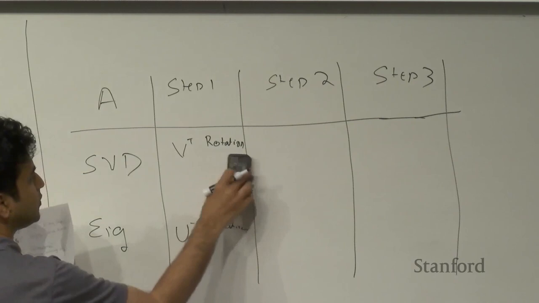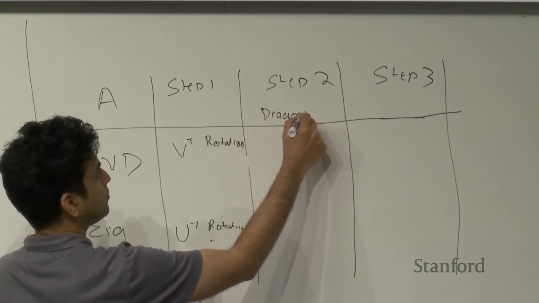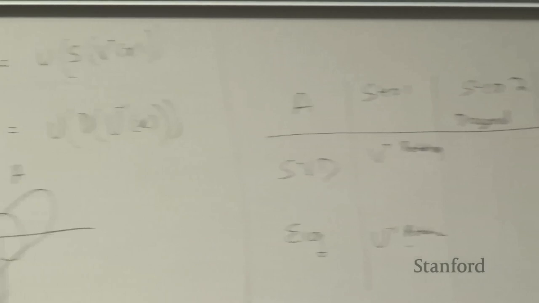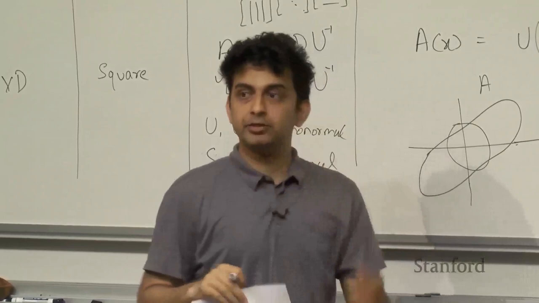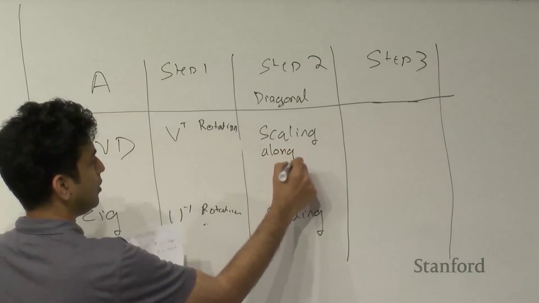And then step two is you're multiplying it by a diagonal matrix, which means you're just scaling along the axes. That's what multiplying by a diagonal matrix does. Take any vector, multiply it by a diagonal matrix, then you're taking each component and scaling that component along the corresponding axis by the value of the corresponding diagonal entry. So this is just scaling along the x and y axis, not the eigenvector, but scaling along the axis.